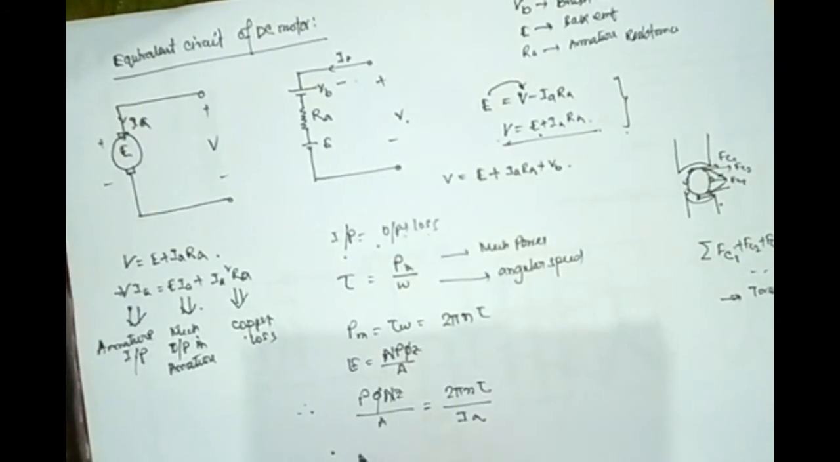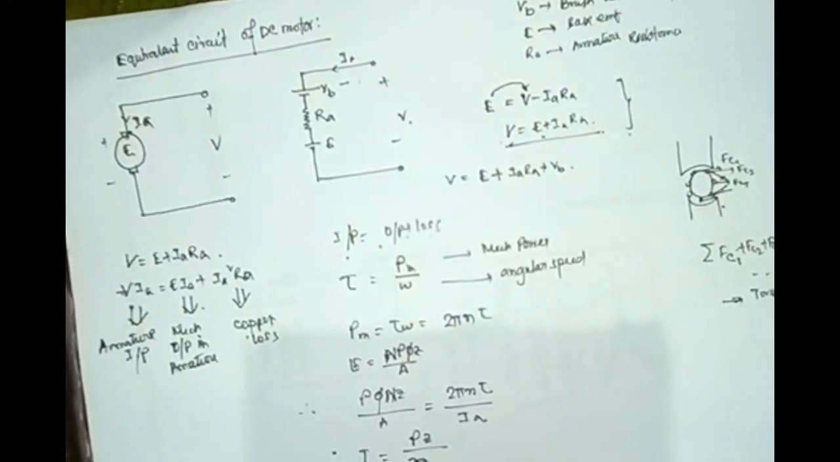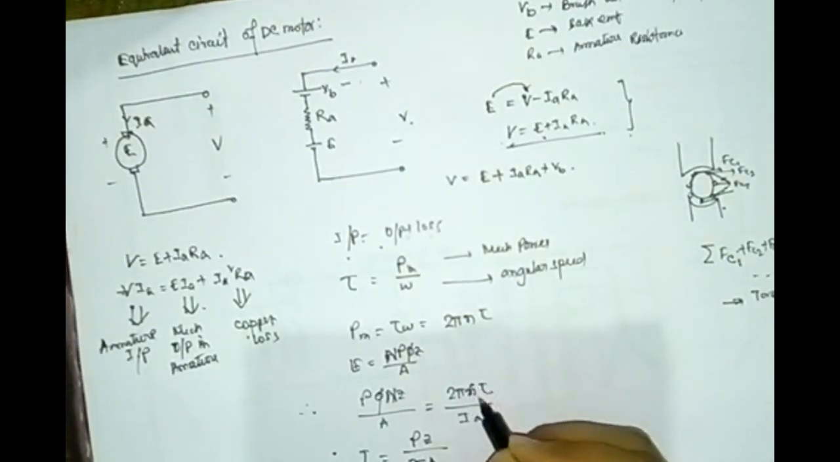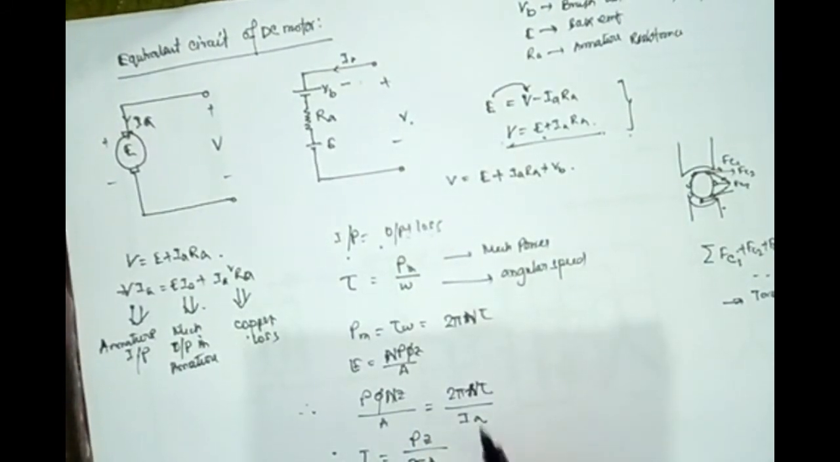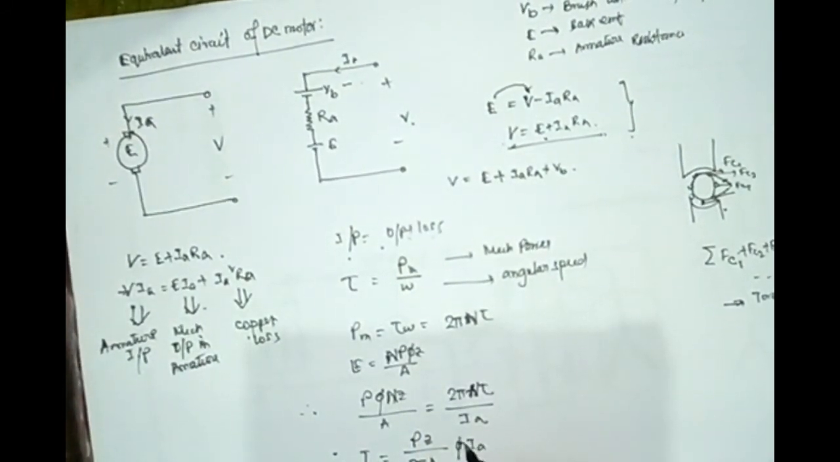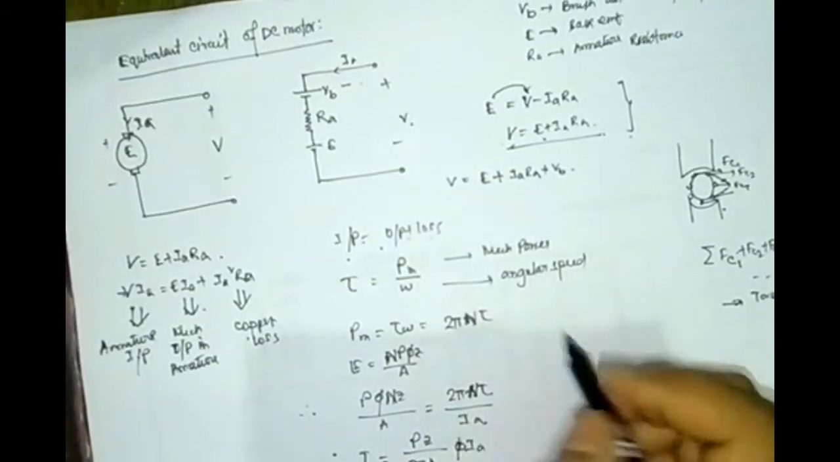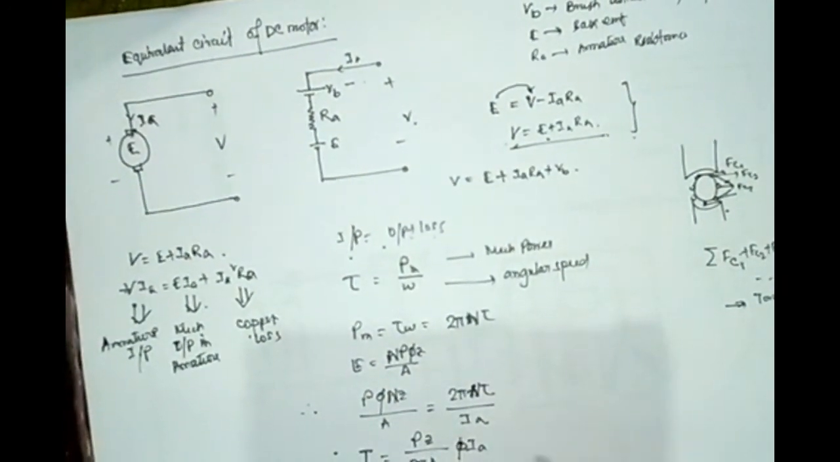So we can say that the torque, after cancelling, will be P Z by 2 pi A multiplied by capital N, into phi IA. I forgot to write it in capital, so N will be in capital. So tau is equal to P Z by 2 pi A into phi IA.